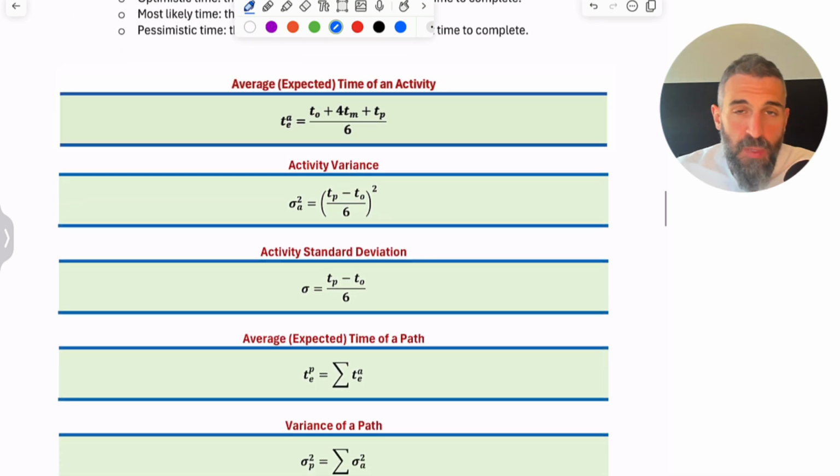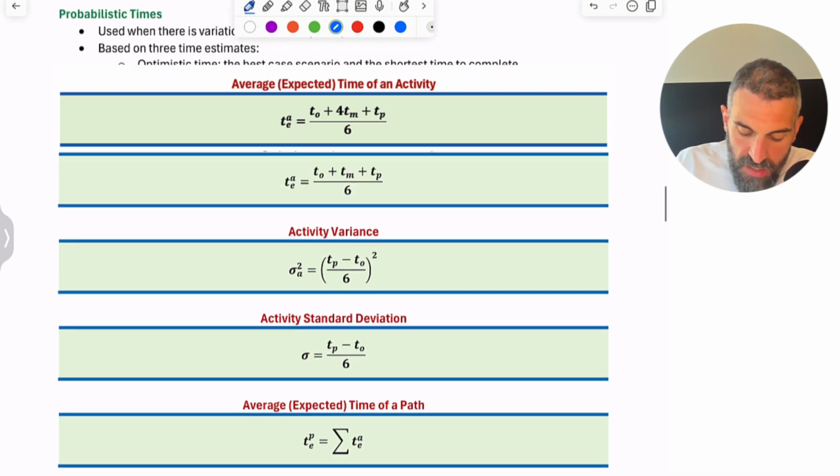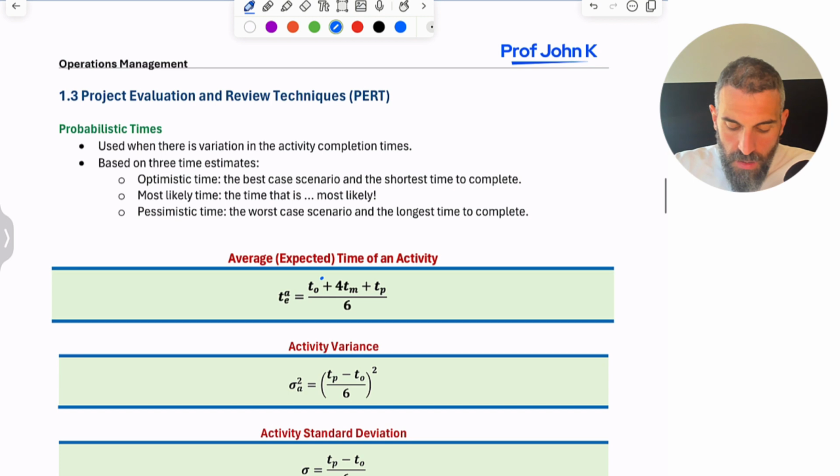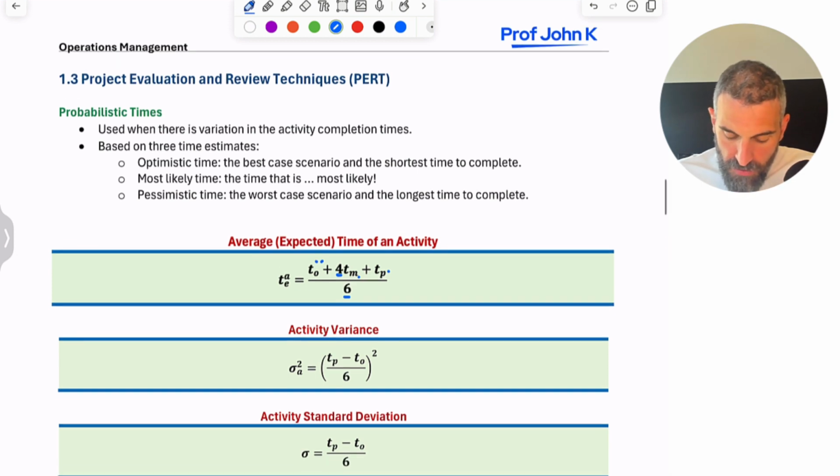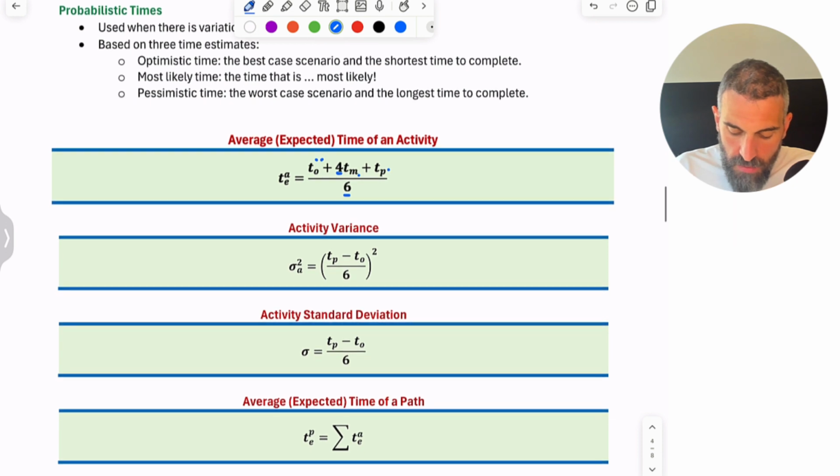The first one is the expected time of the activity. The expected time of the activity is the optimistic time plus 4 times the most likely plus the pessimistic time, divided by 6. Think of this as the average amount of time it takes to complete this activity. Then you've got the variance. You take pessimistic minus optimistic divided by 6, squared. And if you don't square it, you get the standard deviation of the activity, just like you would in any stats class.